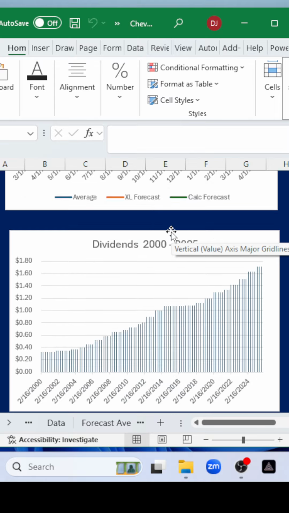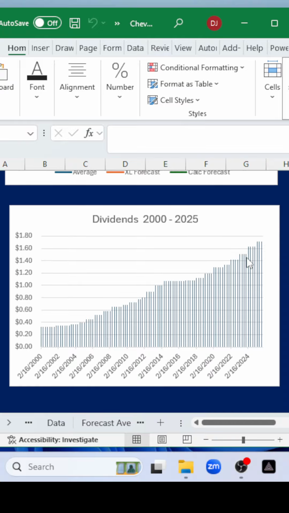And of course, finally, dividends. Dividend up about 28, maybe 30 cents a share, 35 cents a share, 2024 to 2025, $1.71 a share. And there you have it. Charts, forecast, and dividends for Chevron oil.